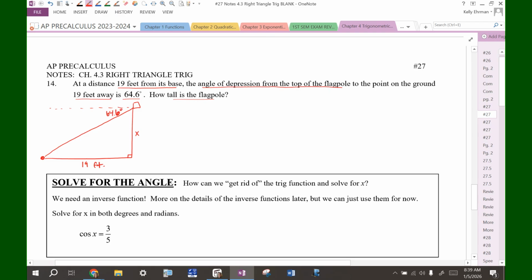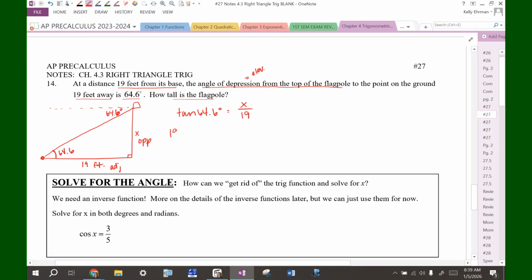And remember, anytime we have an angle of depression, we could really say that's the same as an angle of elevation, which would correspond to this corner down here. If you were on the ground looking up at the flagpole, you would be looking at the same angle as if you were at the flagpole looking down to that point on the ground. Once again, we have an opposite and an adjacent compared to this angle of elevation here. So it's going to be the tangent of 64.6 degrees equals x over 19.